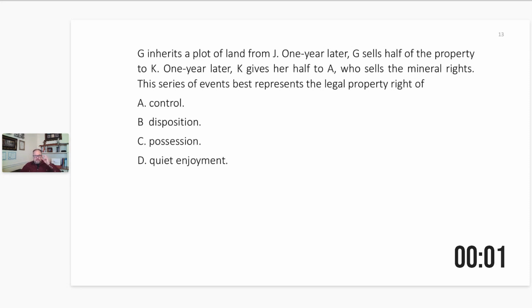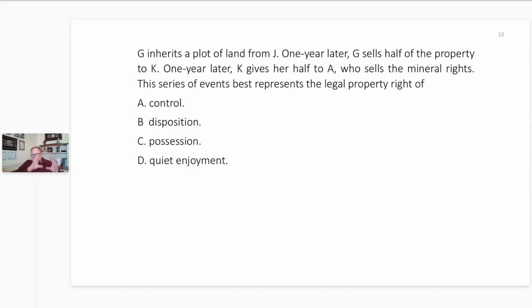What do you think? Okay. Excellent. Listen, that's good thinking, because this can be a little confusing. So what you've got to do is go back and ask, what is this whole question describing? Well, G gets land transferred to him. Then one year later, G transfers half of it to K. One year later, K transfers a half to A, in which A sells the mineral rights to somebody.